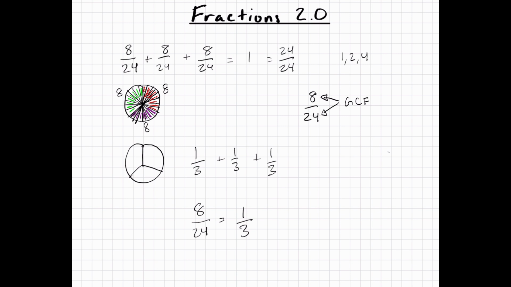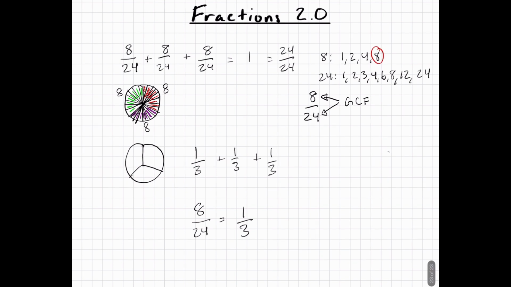1, 2, 4, and 8. Okay, and what are the factors of 24? 1, 2, 3, 4, 6, 8, 12, and 24. So what is the largest number in both of these lists? Well, 8 is in both of the lists. That's the biggest number. So our greatest common factor of 8 and 24 is 8.